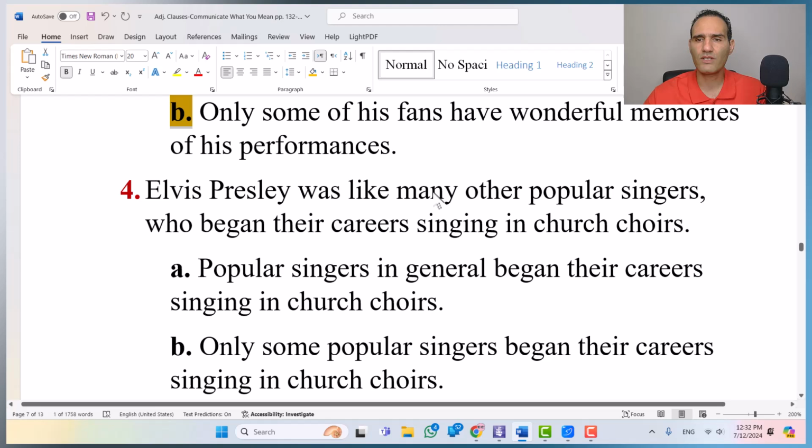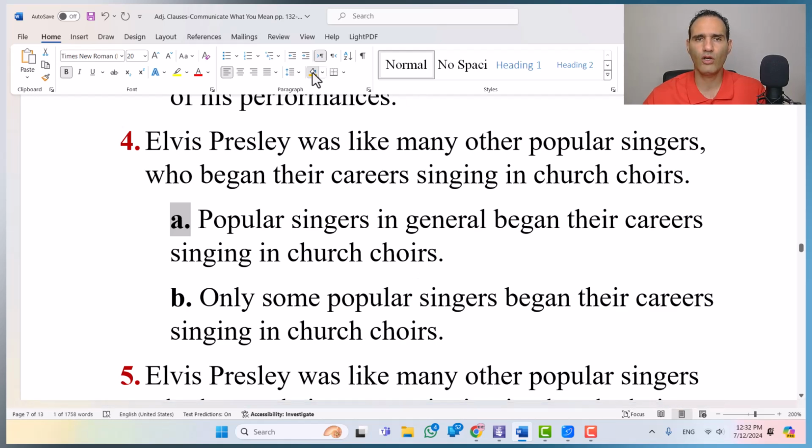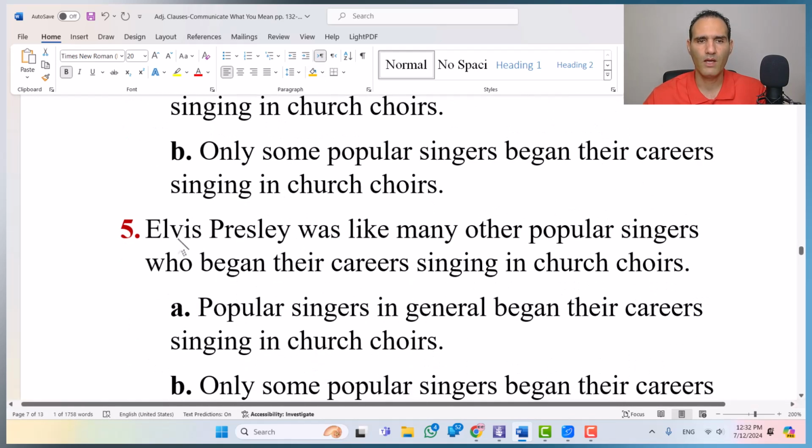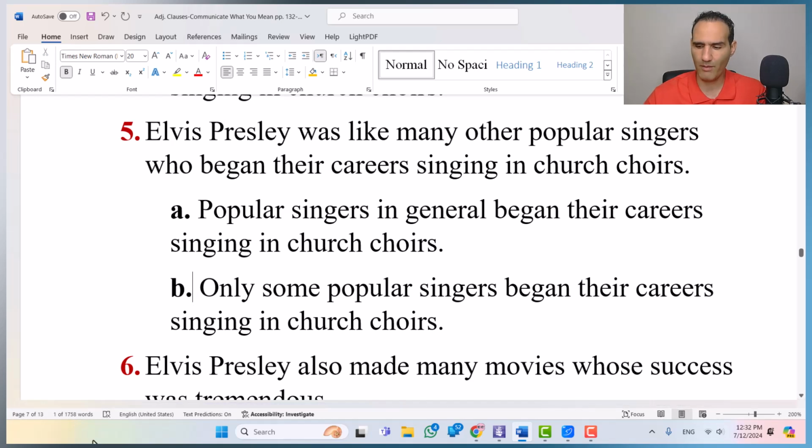Elvis Presley was like many other popular singers, who began their, so unnecessary adjective clause, it means popular singers in general begin their careers singing in church choirs. Usually all of them. An unnecessary adjective clause means all the members of a group. Elvis Presley was like many other singers who began. So just those singers who began in church choirs, not all of them. So it means only some of them.